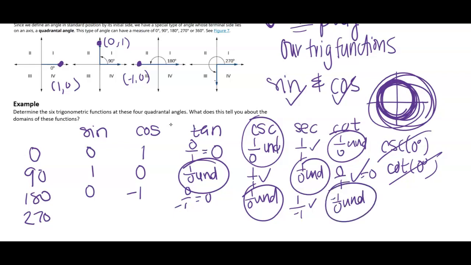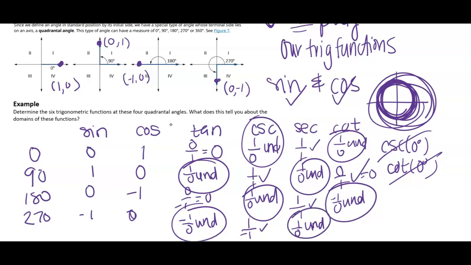All right, last one. This time, sine over cosine for tangent, undefined. Cosecant, the reciprocal of sine, good to go. Secant, the reciprocal of cosine, nope. And cotangent, the reciprocal of tangent, good to go, that's just 0.